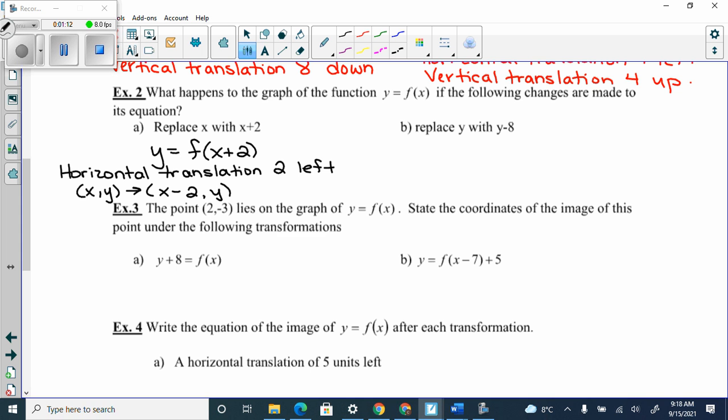For B, it says replace y with y minus 8. So I take the y, I toss it behind my head, and I put in y minus 8, right? So I'm going to take this y, toss it, replace it with y minus 8 equals f of x. And then personally, I always switch it into y equals. So I'm going to go f of x plus 8. So what translation is that? Vertical translation, 8 up or up 8.